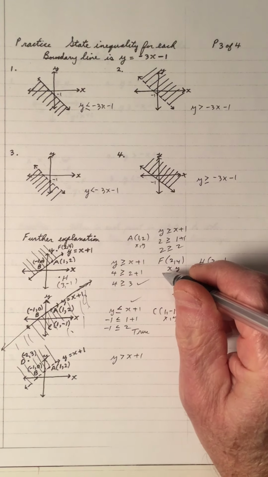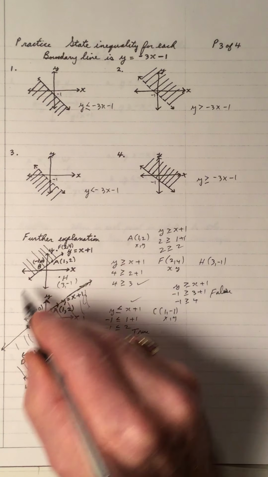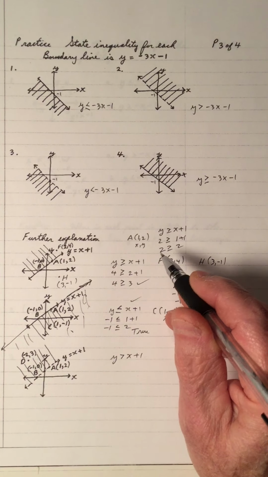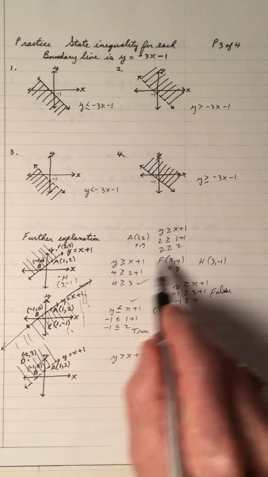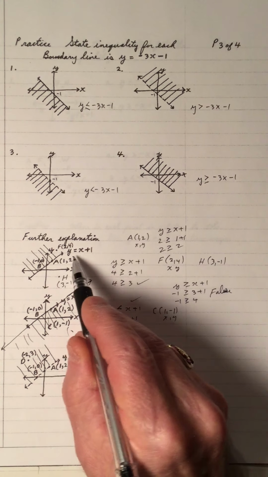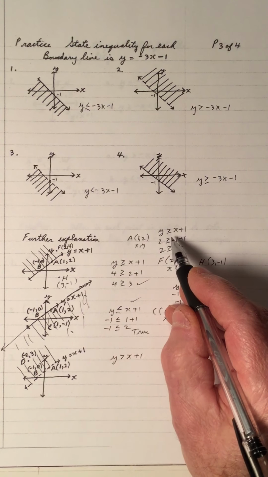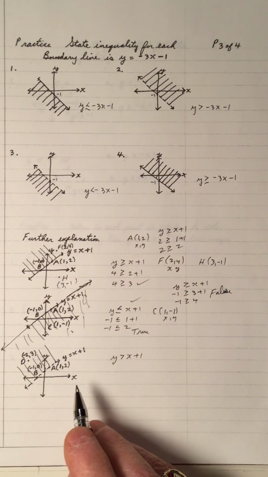So 2 is greater than or equal to 2. So this point lies on the line because it is equal to. If it makes it equal to, then the point is part of what we call the equation. So this point 1, 2 makes this equation true. Because of the equal sign, this point lies on the line because 2 equals 2.